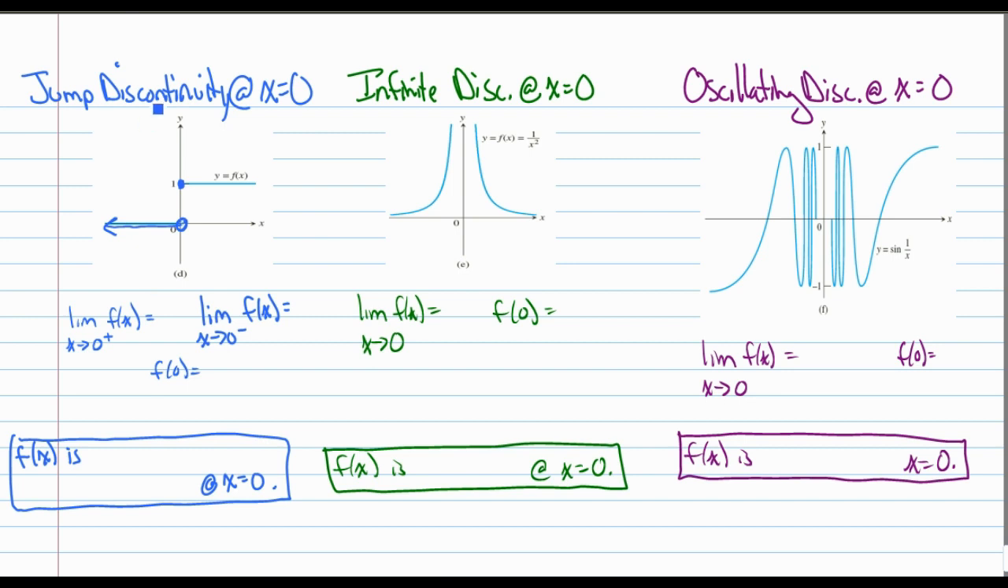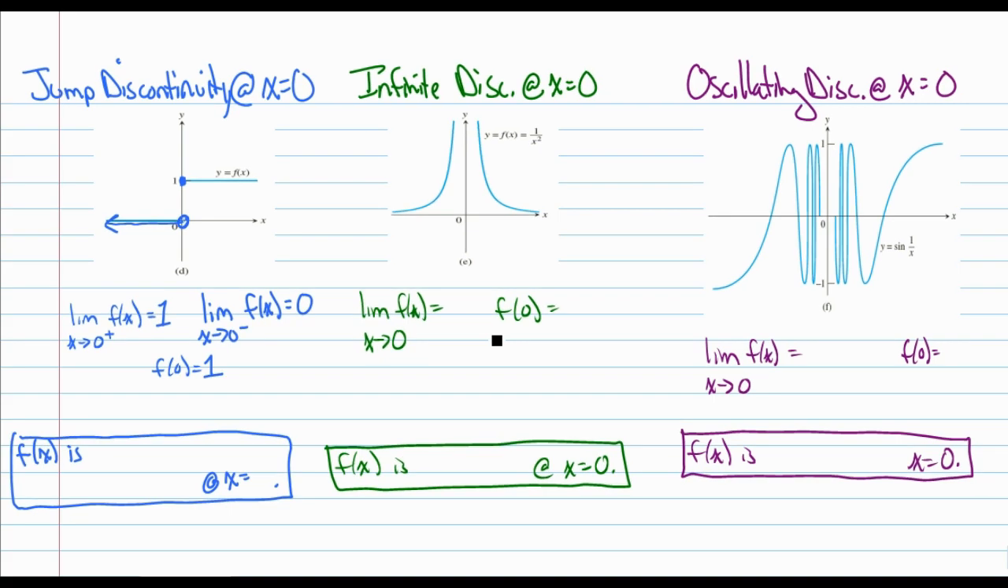In this jump discontinuity, the limit as x approaches 0 from the right is 1. The limit as x approaches 0 from the left is 0. The function is actually defined at 0 to be 1. So this function is not continuous in general here. It is only continuous as a left endpoint. The limit as x approaches 0 from the right and the function's value are the same, so that is a left endpoint of that piece of the function.